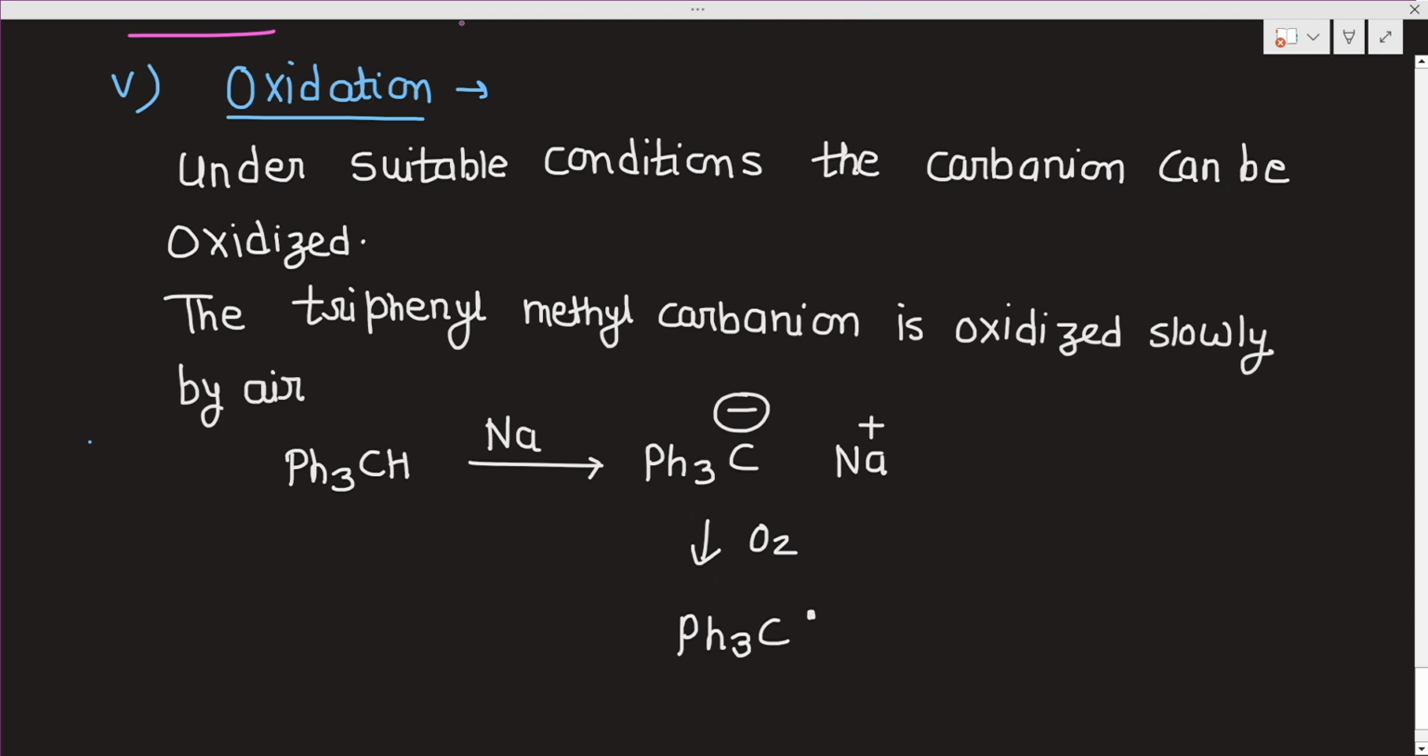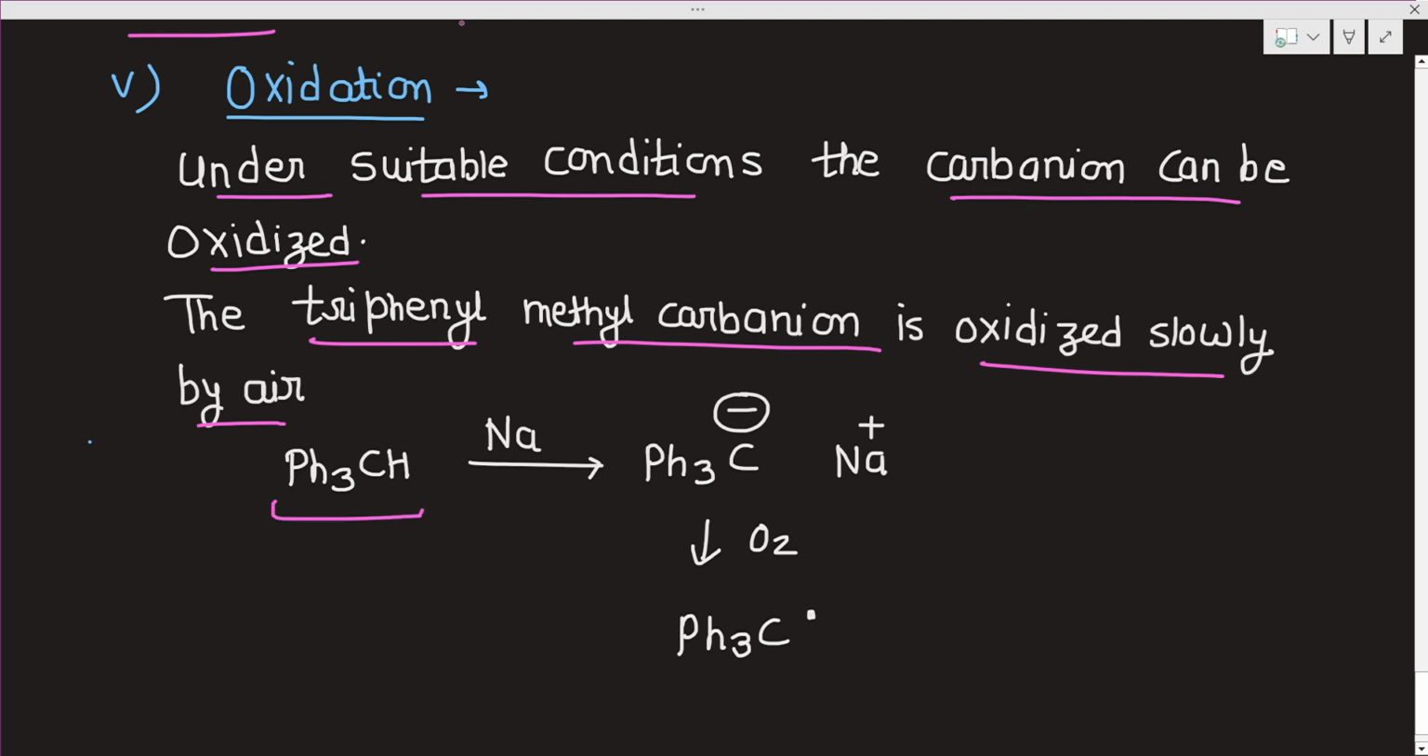Oxidation reactions can also be shown by carbanions. Under suitable conditions, the carbanion can be oxidized. For example, triphenylmethyl carbanion is oxidized slowly by air. See here, this is Ph3CH with Na. When you are treating it with sodium, you are getting Ph3C minus. This is a carbanion that you are getting, and this can be oxidized to give Ph3C radical. Okay, so this is the whole about the carbanion.